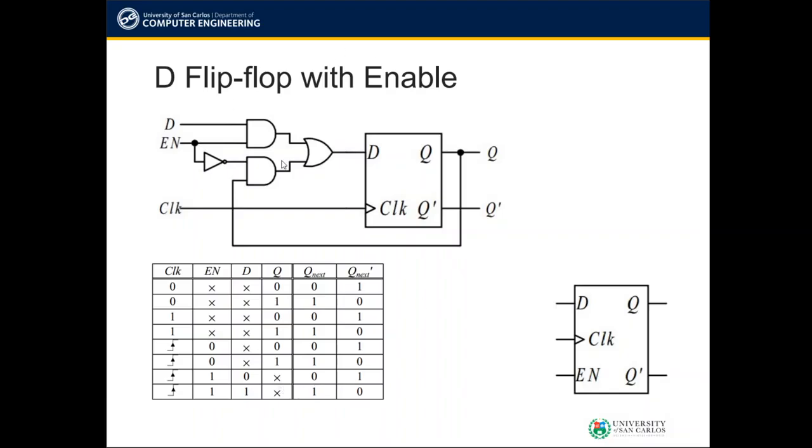So this is another application of your D flip-flop. This is a D flip-flop with enable. So we have another input here, enable. If the enable here is 0, or being disabled, the D flip-flop won't respond to whatever the D input is. So whatever the current value of your Q will remain as is.